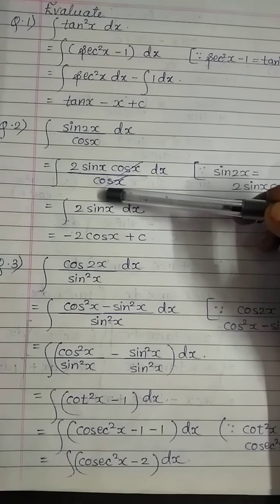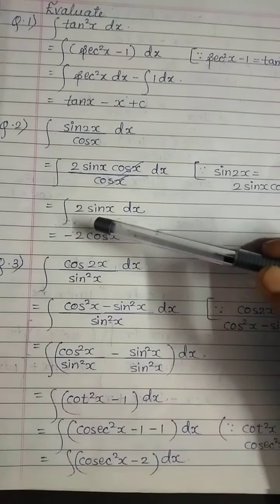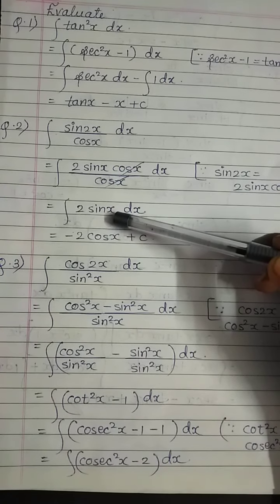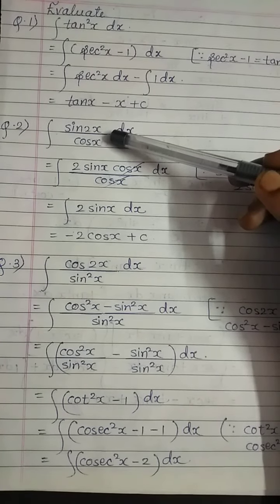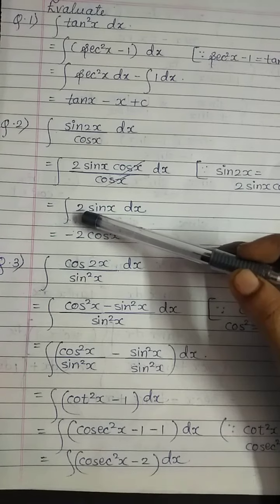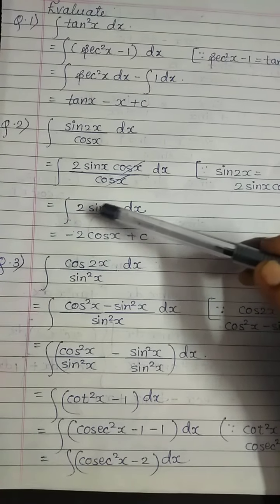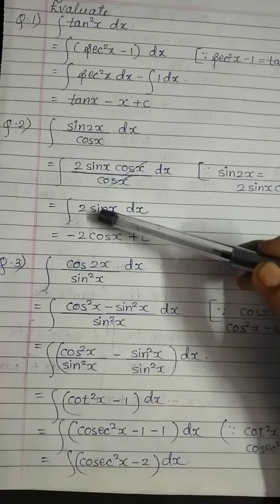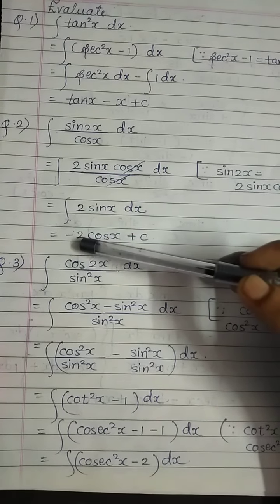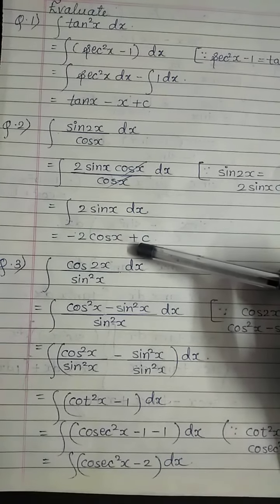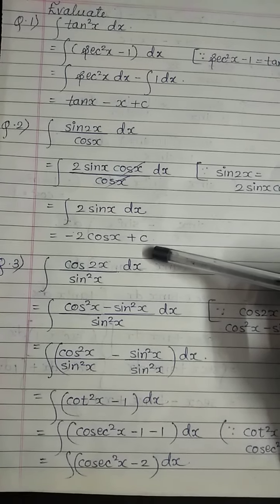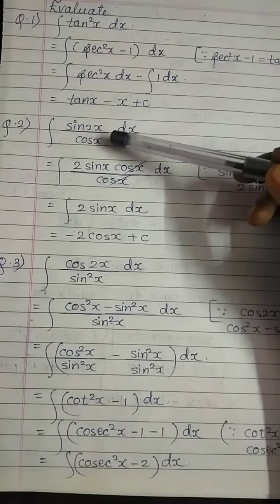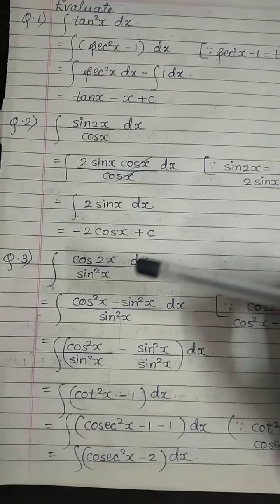Now cos x gets cancelled. So integration of 2 sin x dx. This is the simplified form of the given question. Now this 2, which is a constant, or we can say the coefficient of sin x, will be as it is, and integration of sin x is minus cos x plus c, that is the constant of integration. So this is nothing but the integration of the given question.